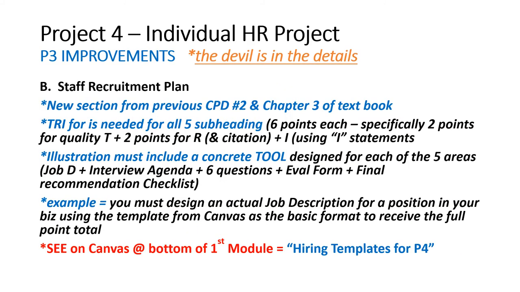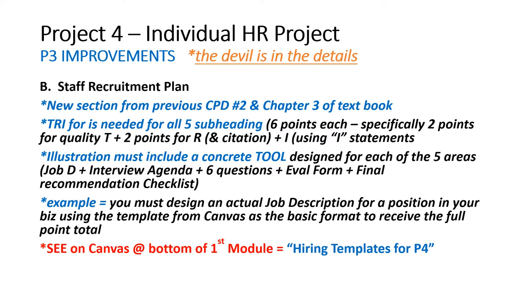When we get to Section B, again, details here, staff and recruitment plan. This is a new section. It specifically went over CPD number 2 that we did earlier, Chapter 3 of the textbook. But again, you need TRI for each of the 5 different subheadings. There's 6 points each, okay? And again, you can tell now there's 3 parts, T, R, and I, so 2 points for each of those. Make sure you have to have them fully.